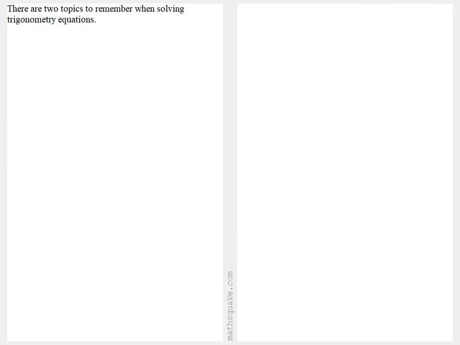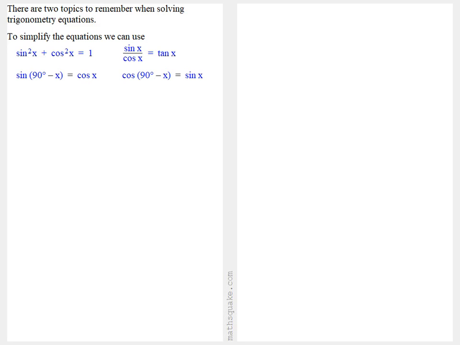Now there are two topics to remember when solving trigonometry equations. One is that we have some trig identities, and the other is we have certain sets of roots when we solve inverse trig functions. Now to simplify equations we can use the following identities. Sin squared x plus cos squared x equals 1, or sin x over cosine x equals tangent of x. We have sine of 90 minus x equals the cosine of x, and the cosine of 90 minus x equals the sine of x.